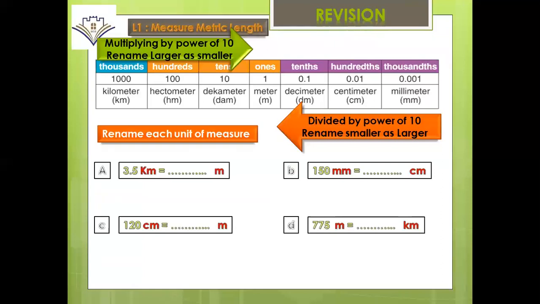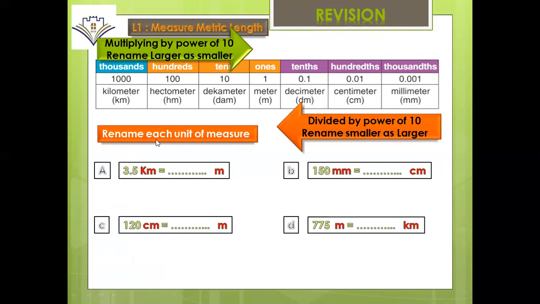Okay. Chapter 13, we have two lessons. The first is measure metric length. That's what we said before. I told you before, when we rename larger units as a smaller unit, we multiply by a power of 10. Each place multiplies by 10, 10, 10, and so on, down. When we rename smaller units as a larger unit, we divide by a power of 10. Each move, 10, 10, 10, okay?